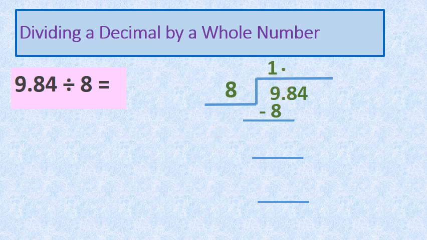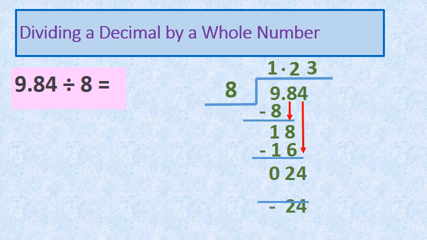Then we continue subtracting. 9 minus 8, it's 1. And the 8 is going to come down. 8 times what gives me 18, or a number closer to 18? 8 times 2, it's 16. 18 minus 16, it's 2. Then the 4 comes down. 8 times what gives me 24, or a number closer to 24? 8 times 3 gives me 24, and 24 minus 24 is 0.